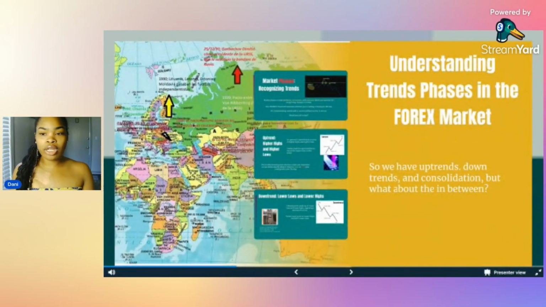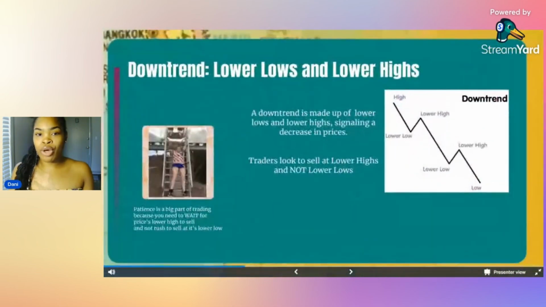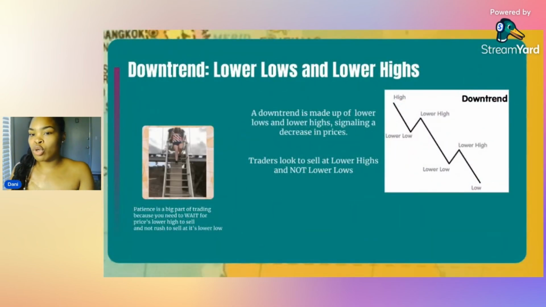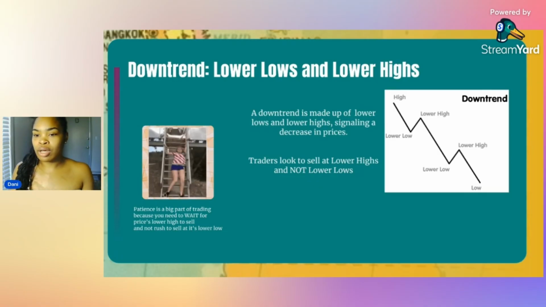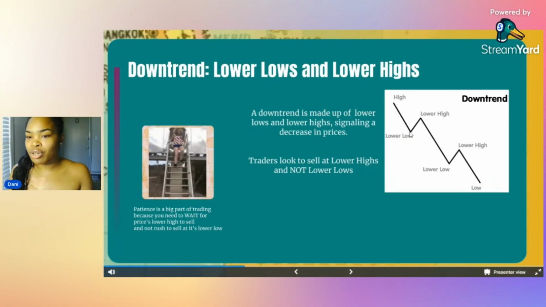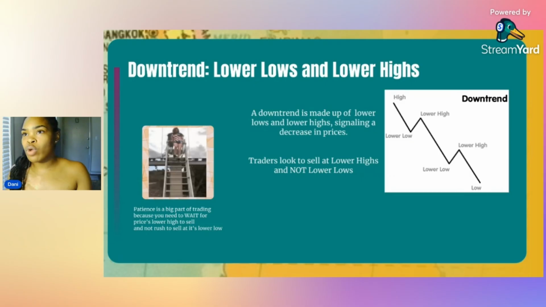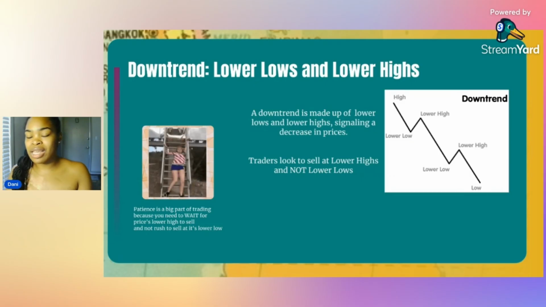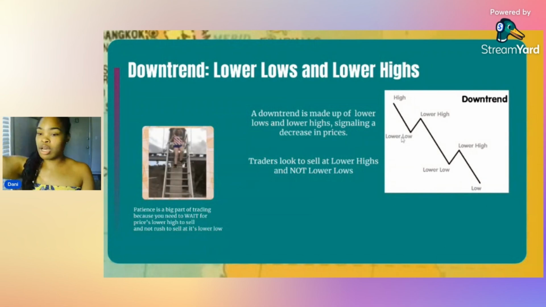Now, let's quickly go over the trend phases in the Forex market and what their names are. With lower highs and lower lows signaling a downtrend, your downtrend is indicating decreases in price. Traders look to sell at lower highs and not lower lows. Why? Because quite literally, you don't know which structure level may be that ultimate support that completely sets a different trend.